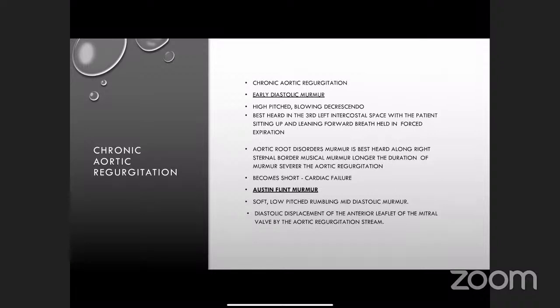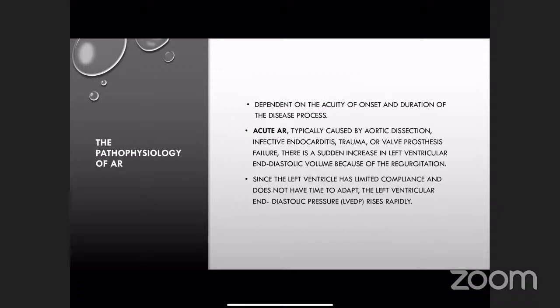Austin Flint murmur is a soft, low pitched, rumbling, mid-diastolic murmur, due to diastolic displacement of the anterior leaflet of the mitral valve by the aortic regurgitation stream. The pathophysiology of AR depends on the acuity of the onset and duration of the disease process. Acute AR is typically caused by aortic dissection, infective endocarditis, trauma, or valve prosthesis failure.